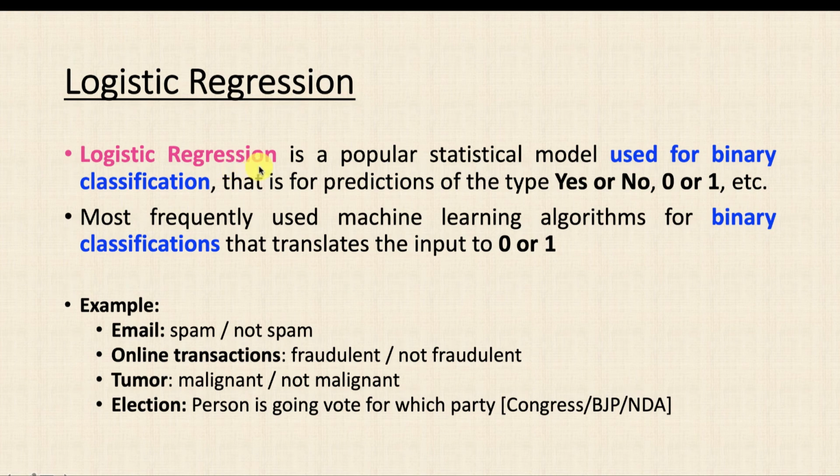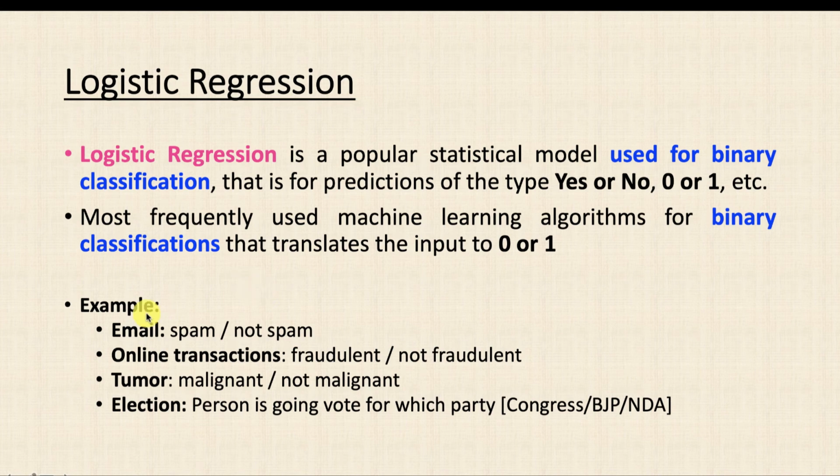introduce logistic regression. Logistic regression is a popular statistical model used for binary classification. Actually, the term regression is attached to logistic, but it is actually a binary classification algorithm, used for predicting types like yes or no, or zero or one, right? It is the most frequently used machine learning algorithm for binary classification that translates the input into zero and one.